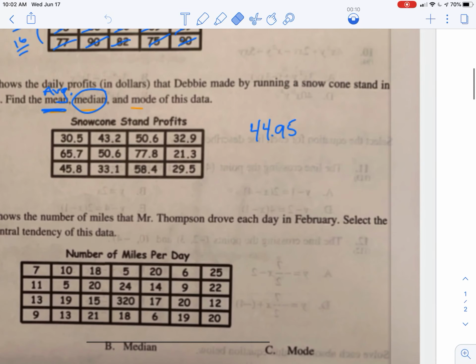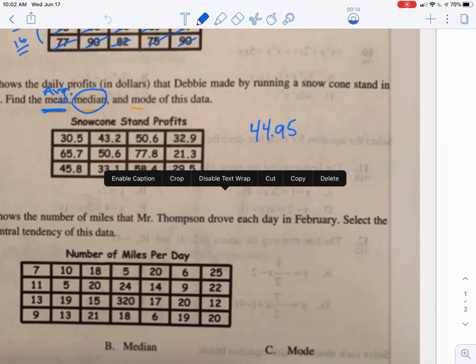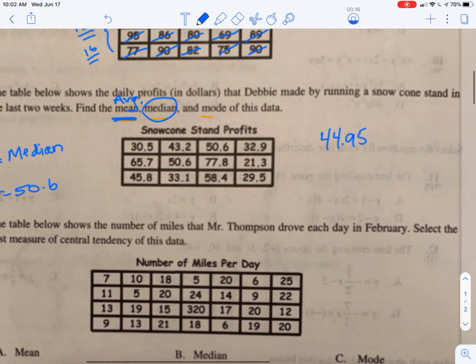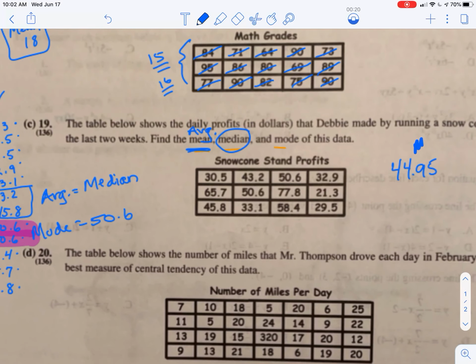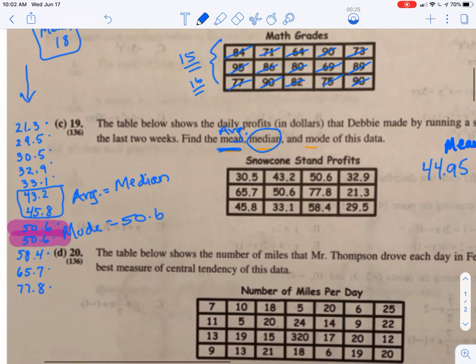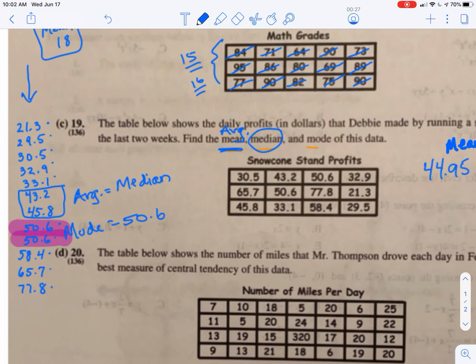What you figured out when we were meeting was that you took and added up all of the data in number 19, and you figured out that the mean was 44.95. Mean is simply the average, okay? And you use that a lot.